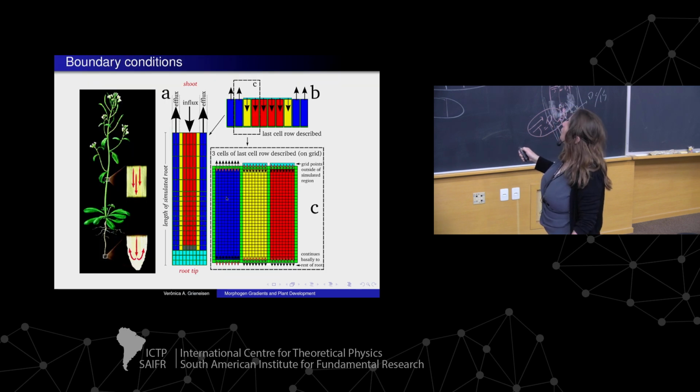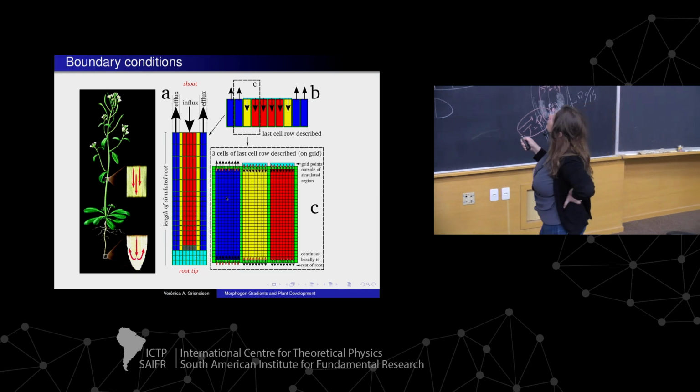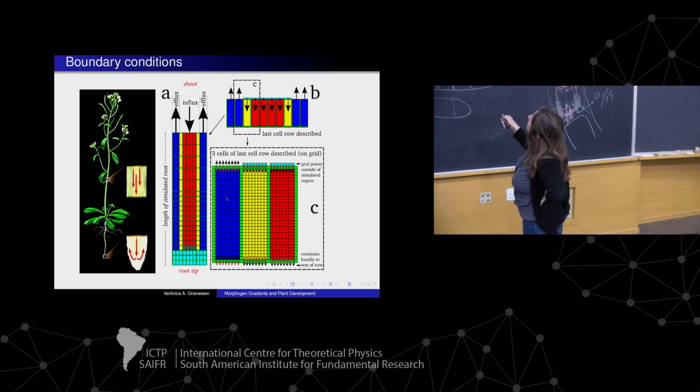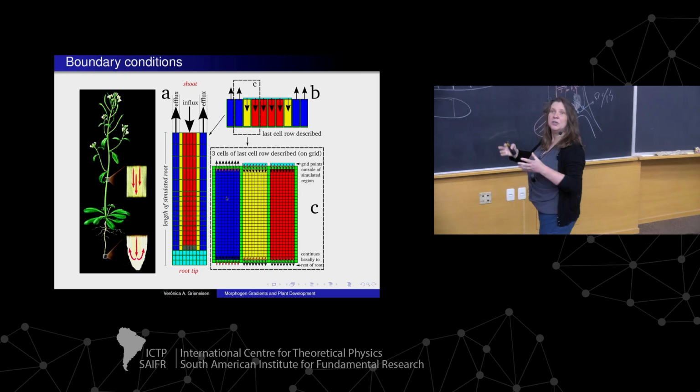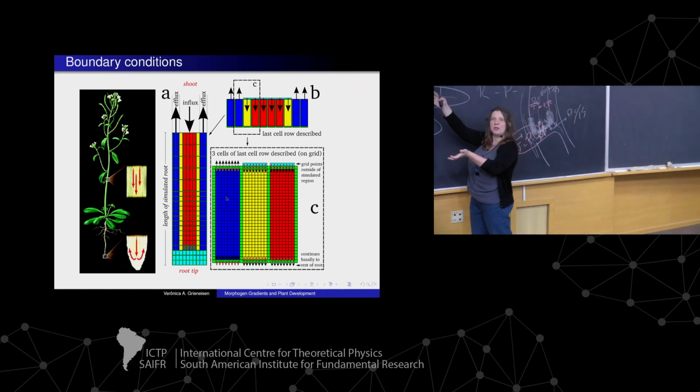Boundary conditions are always a problem, right? Because you're not going to simulate a whole plant. So what we do here is we just take into consideration the fact that auxin is coming from the shoots. So there's an influx here, and it's allowed to leak out. So we use a boundary condition as if that root is part of a connected tissue.